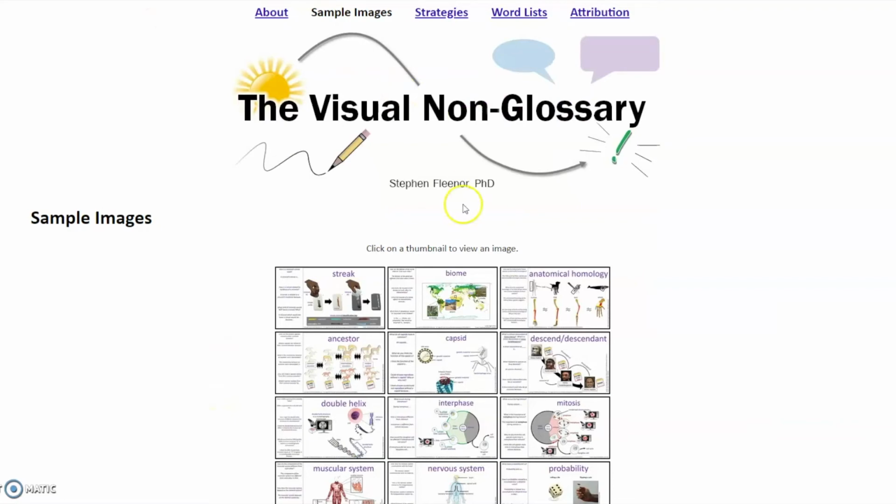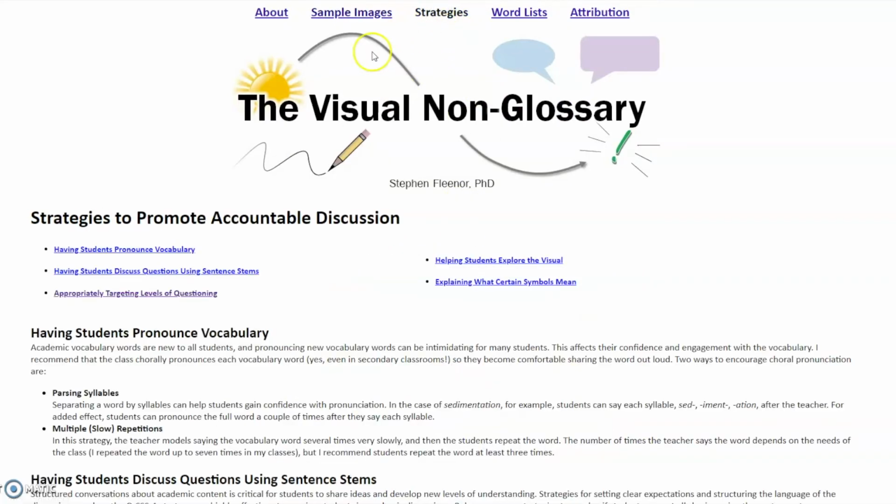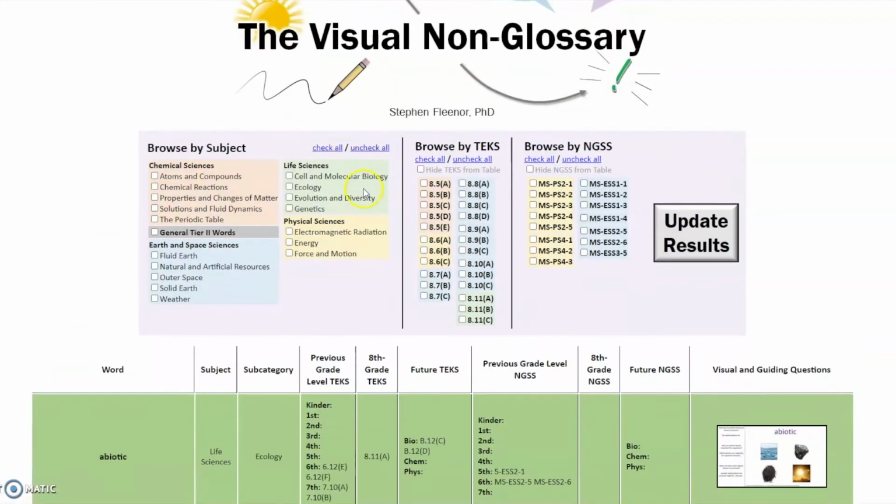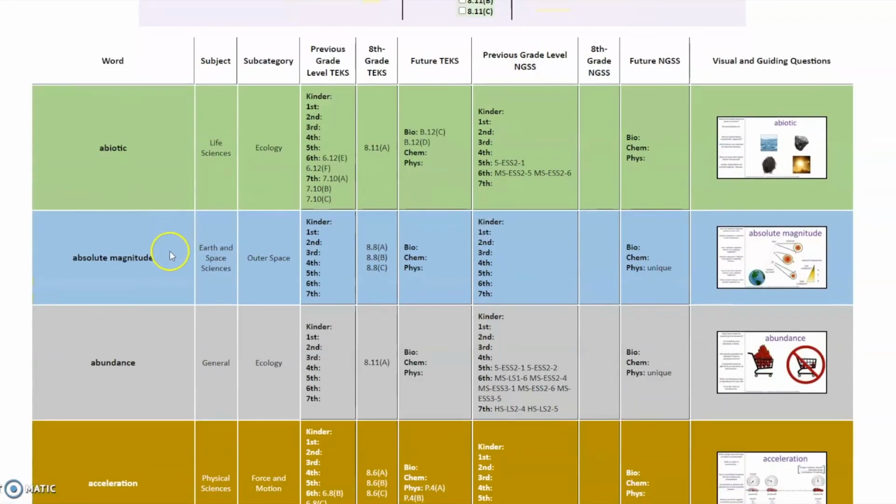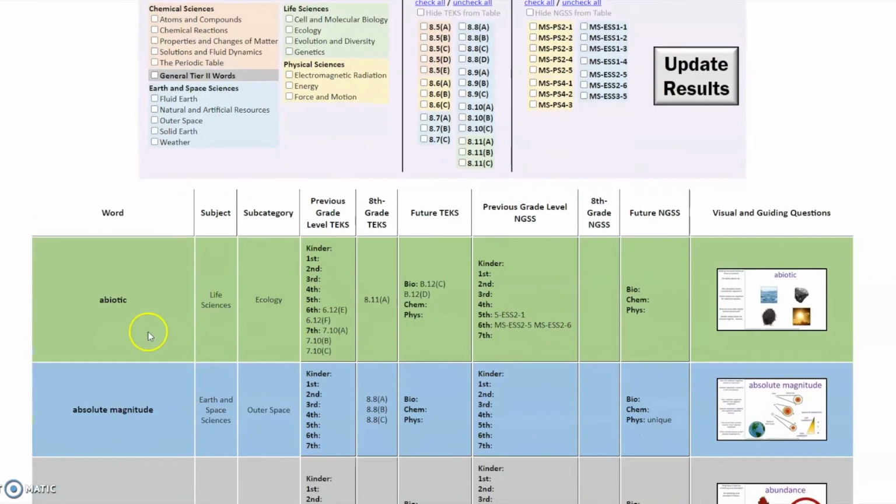So in addition to sample images, there are also various strategies that help to promote accountable discussion on this website. And then finally, there are the word lists. So if you go to a certain grade level, what you'll see is a list of vocabulary words associated with that grade level. And there's a lot of information on this website associated with each vocabulary word.